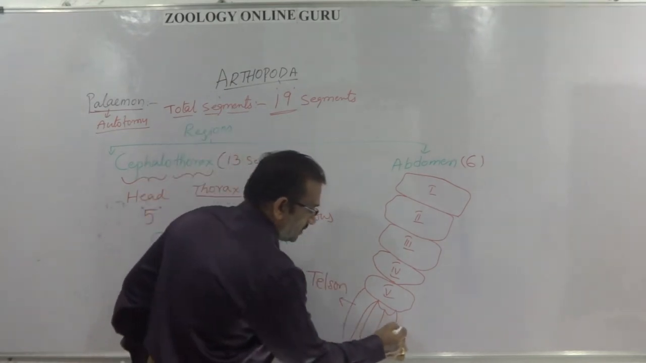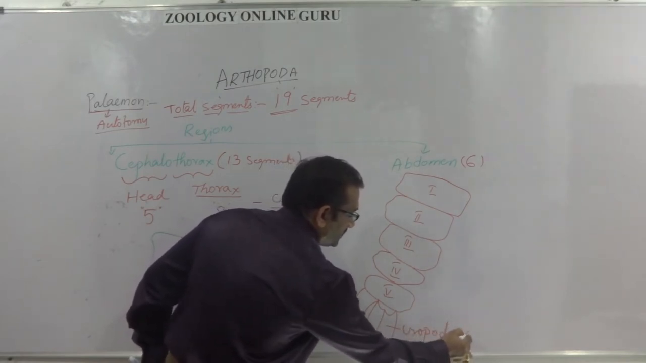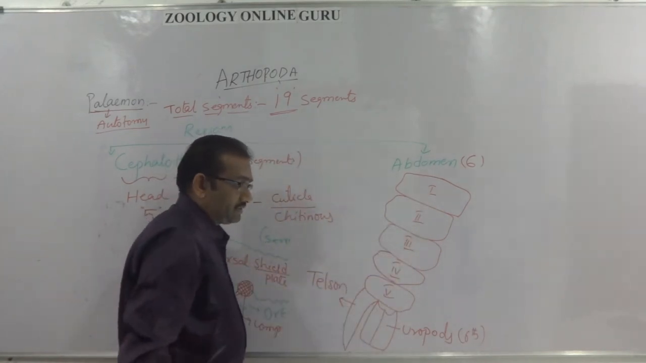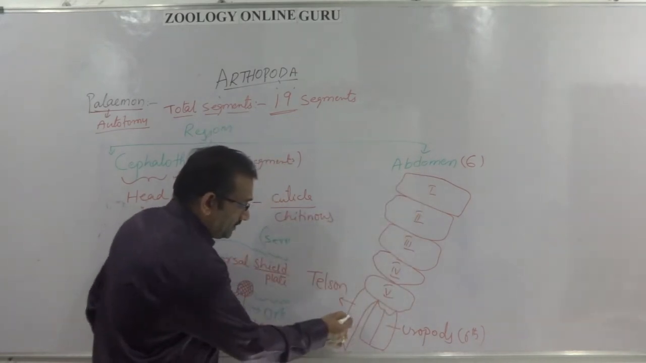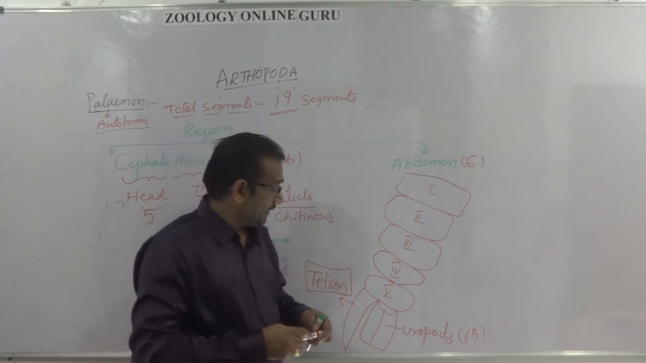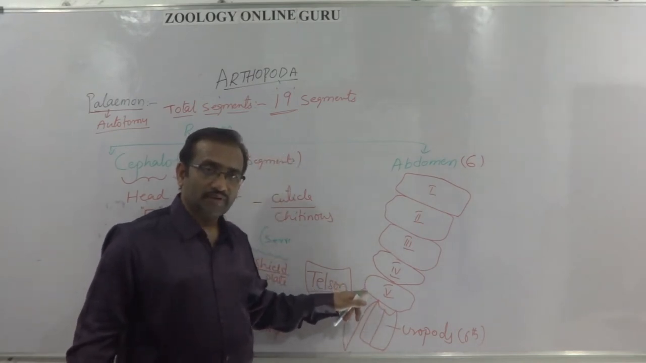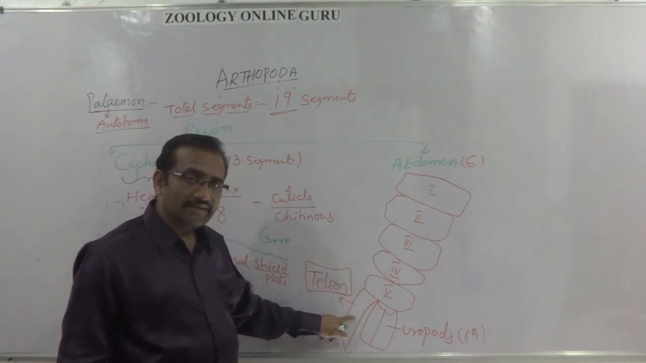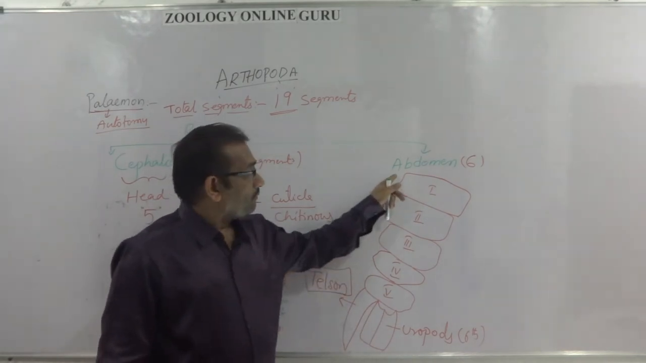Telson, and these are uropods, also called the sixth segment. There are six abdominal segments. The telson is not considered as one of the body segments because it originates after the segmentation. It is called post-segmental origin. The telson is not considered as one of the segments in the Palaemon.